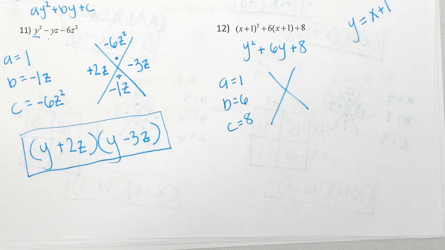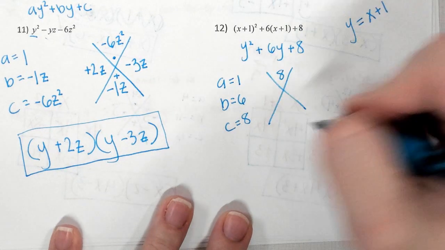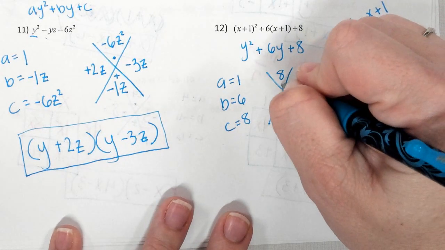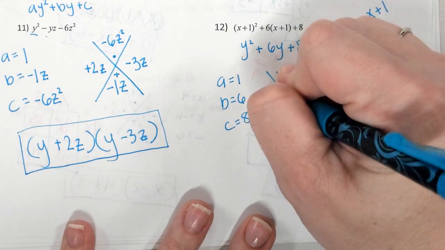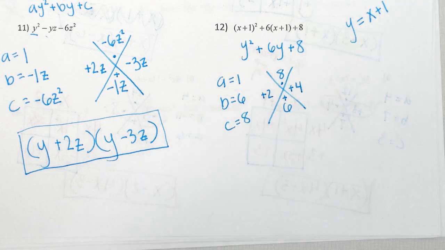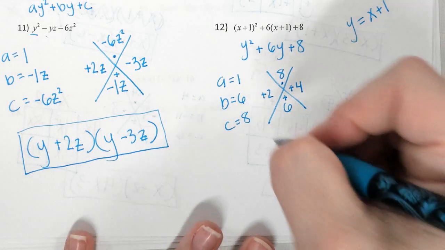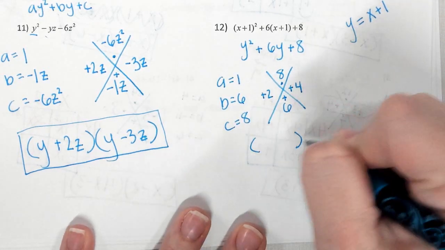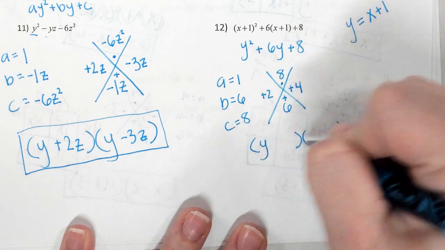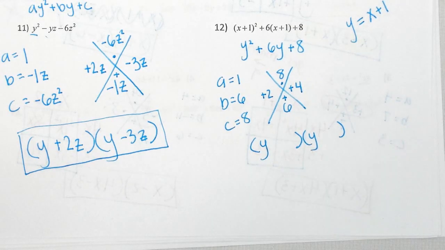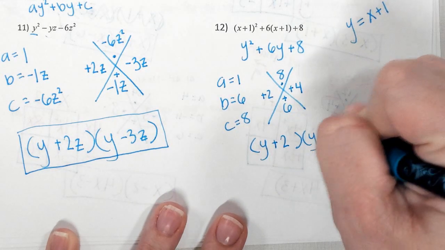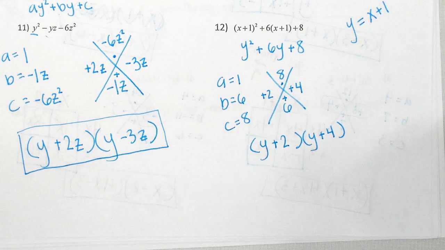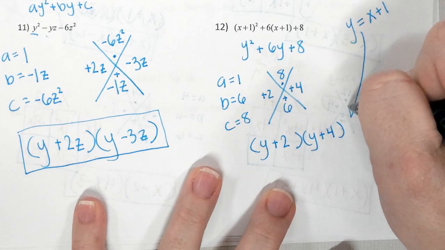What's 1 times 8? 8. And what's B? 6. What multiplies to give you 8 and adds to give you 6? 2, 4. Yep, positive 2, positive 4. So I'm going to rewrite this because I wrote y squared. What times what gives me y squared? Y and y. And then because A was 1, can I just bring those down? So I have positive 2, positive 4. But we're not all the way done. I've got to plug it back in.